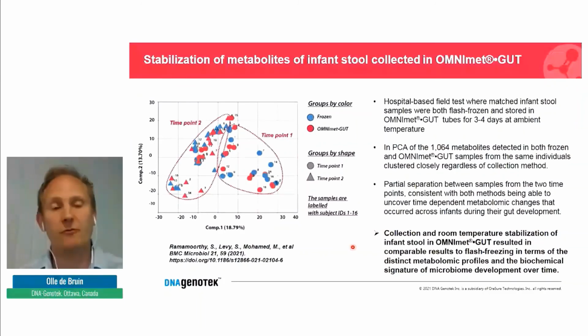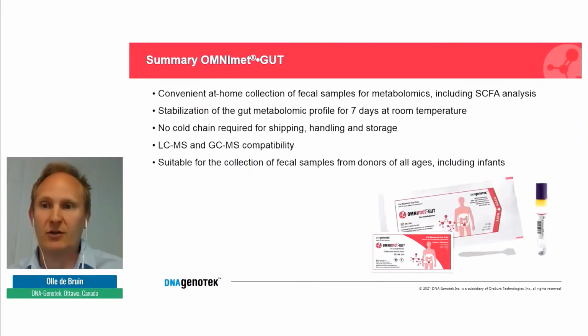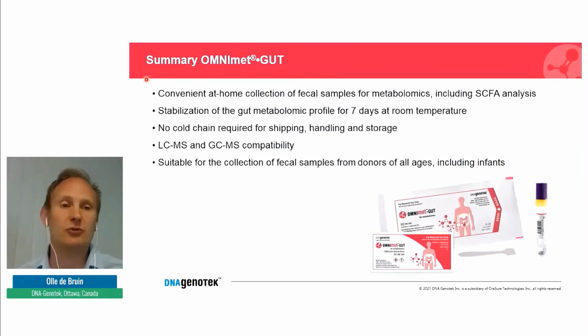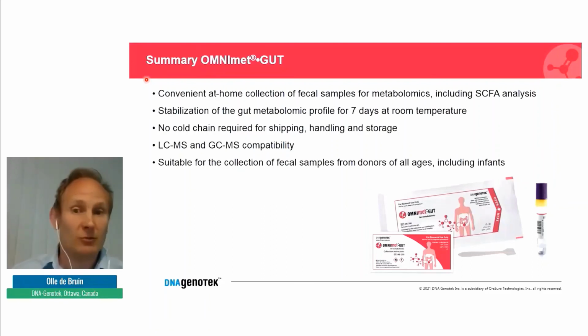And again, the OMNImet.GUT performed favorably compared to the flash freezing of a sample, which is the current gold standard. So overall, the OMNImet.GUT enables convenient at-home collection of fecal samples for metabolomics, including short-chain fatty acid analysis. We have stability of the gut metabolomic profiles for 7 days at room temperature without cold chain.